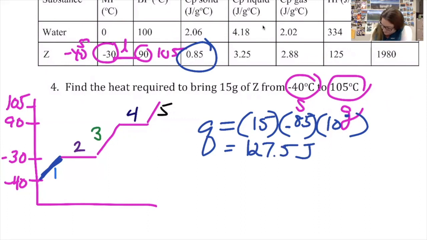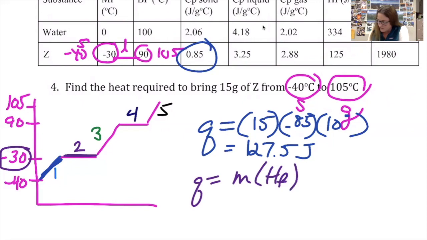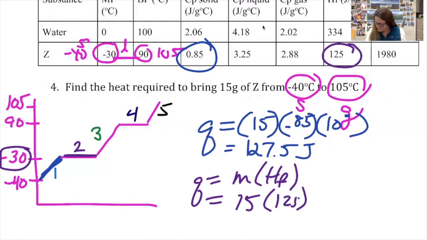Step 2, I'm at the melting point. So I'm going to do Q equals mass times the heat of fusion. The mass of Z is still 15. And then I need to pick the heat of fusion of Z. So multiplying 15 by 125, 1875 joules.